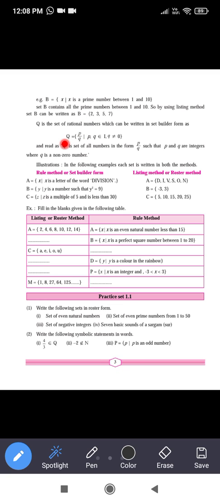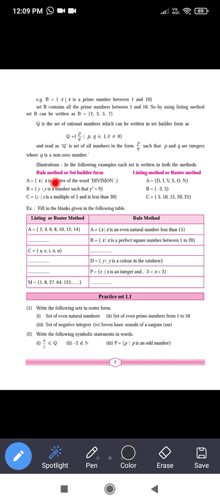Now see the set of the rational numbers. The set of the rational numbers is denoted by the letter Q. Set Q is the set of all p upon q, where p and q belong to integers. Here the epsilon sign denotes that p and q belong to I, where I means integer, and q is not equal to 0. q should not be 0. So this is the condition: if the denominator becomes 0, then it will not remain a rational number.